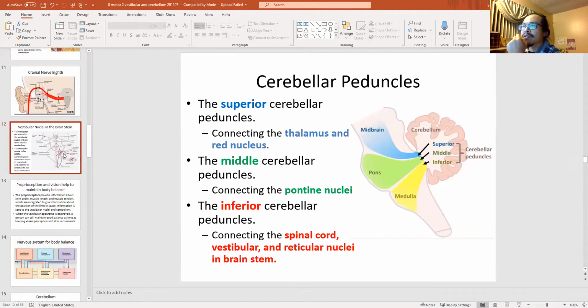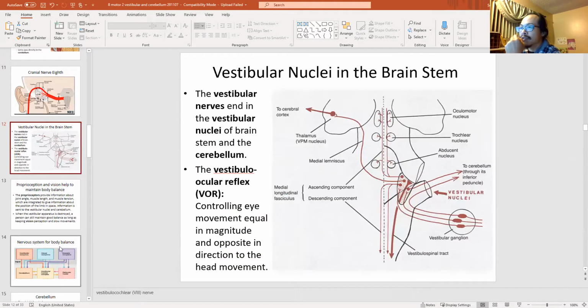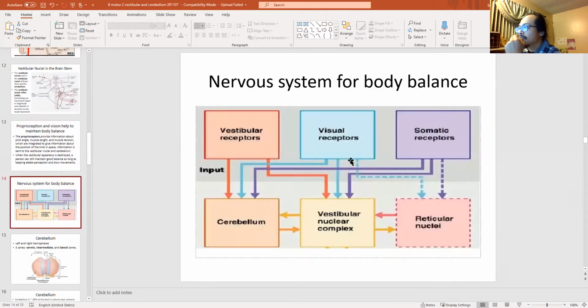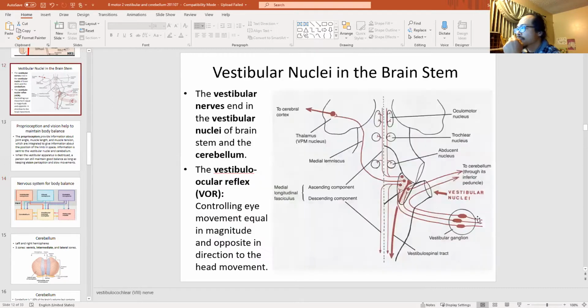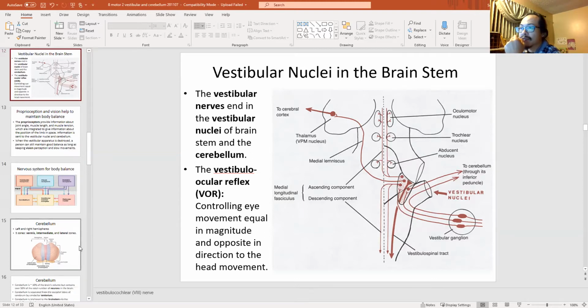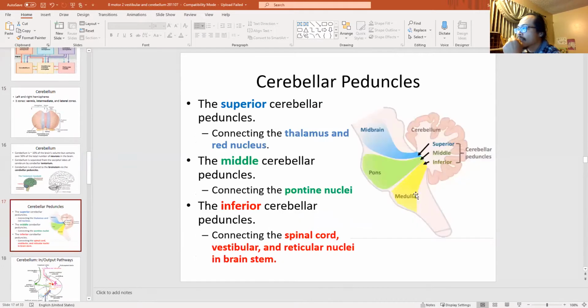I think we have the picture right here. Also, the visual is a little bit too far, but the vestibular nucleus will also input into the cerebellum. So right here, the vestibular goes into the cerebellum, both directly and from the vestibular nuclei. They will go into the cerebellum through the inferior peduncle. So that is right here, the inferior peduncle.